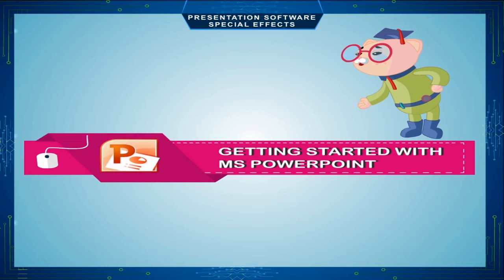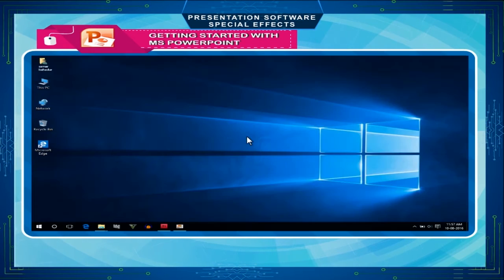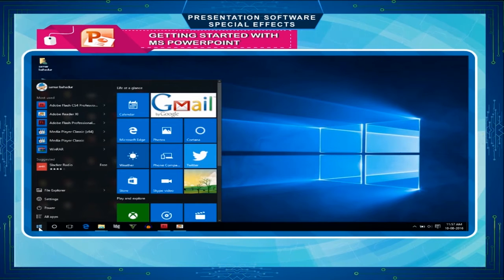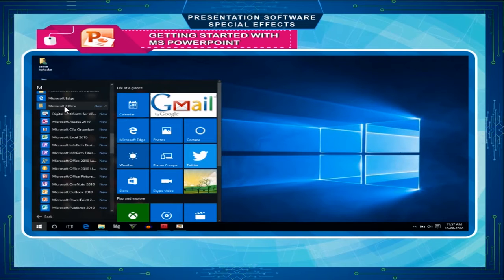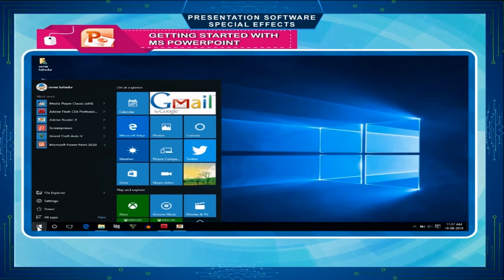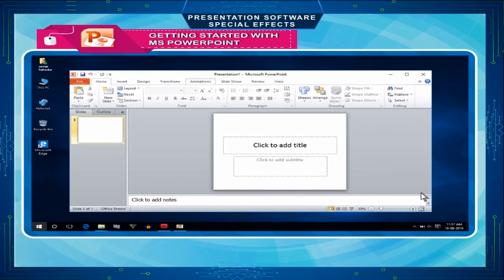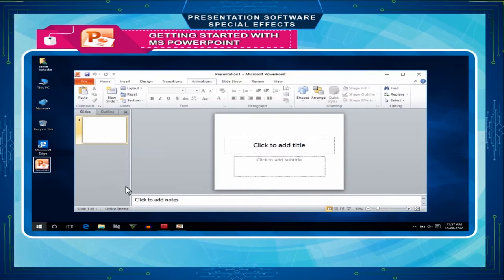Getting started with MS PowerPoint. Follow the following steps to execute PowerPoint. Click on Start button and then All Apps. Click on Microsoft Office. Click on Microsoft PowerPoint 2010. If you use PowerPoint regularly, it gets pinned on Most Used category in the Start menu. You can click on it to open. If MS PowerPoint icon is available on the desktop, then simply double-click on it.